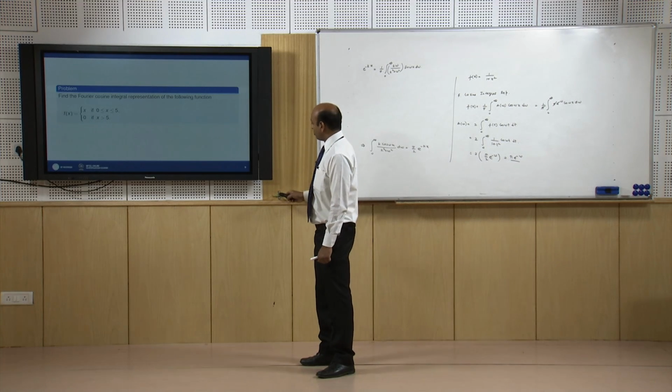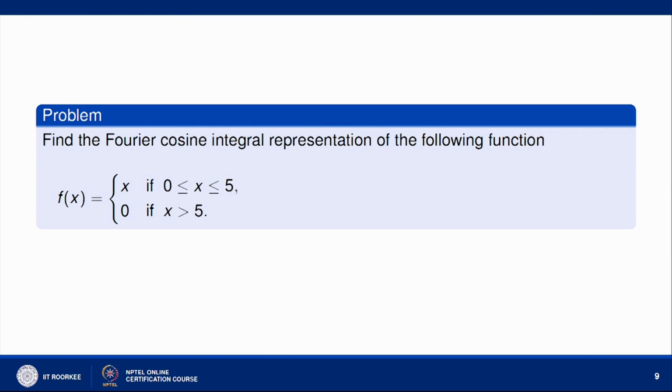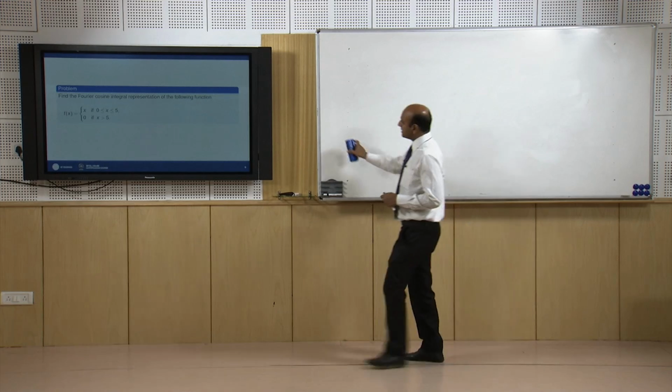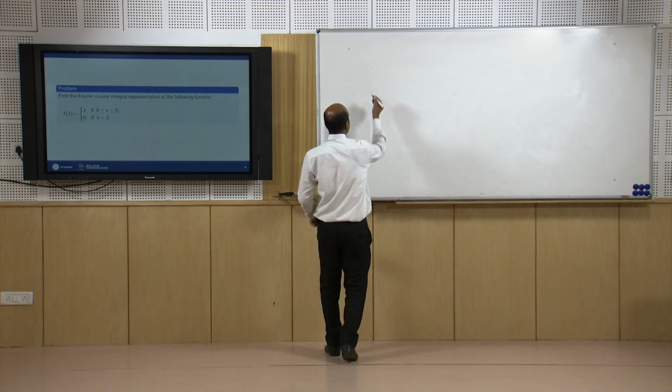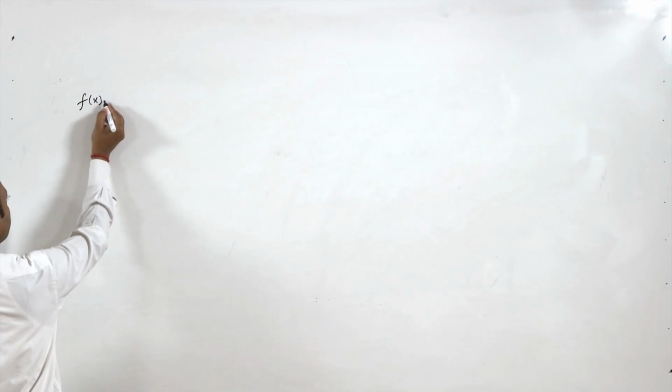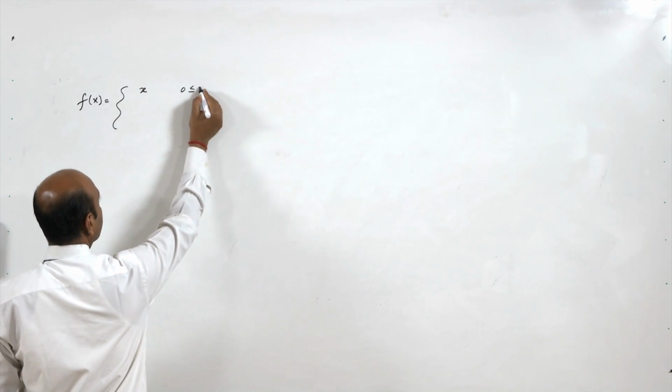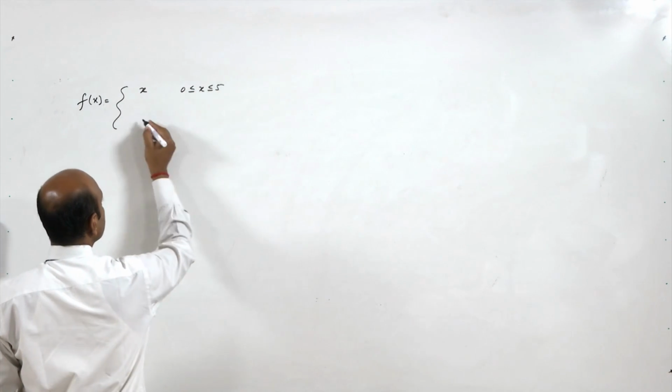Now, let us try one more problem where we also discuss discontinuity at a point x equal to 5. Here we have to find out the Fourier cosine integral representation of the function. So, we will follow the same methodology which we have discussed here. The function which is defined here is f(x) equals x when x lies between 0 to 5, and it is 0 elsewhere.